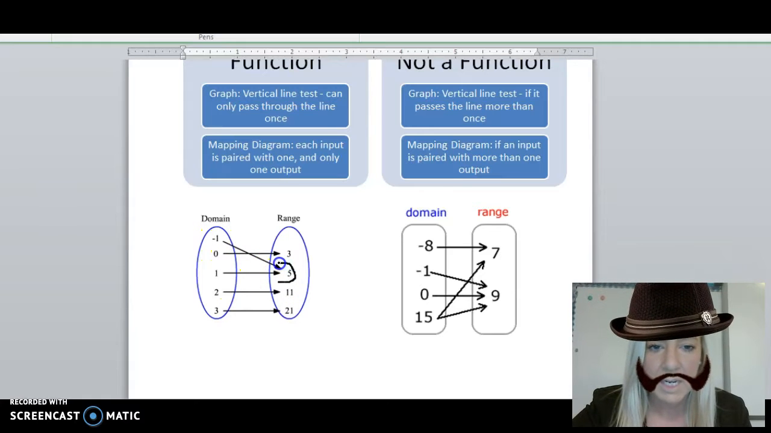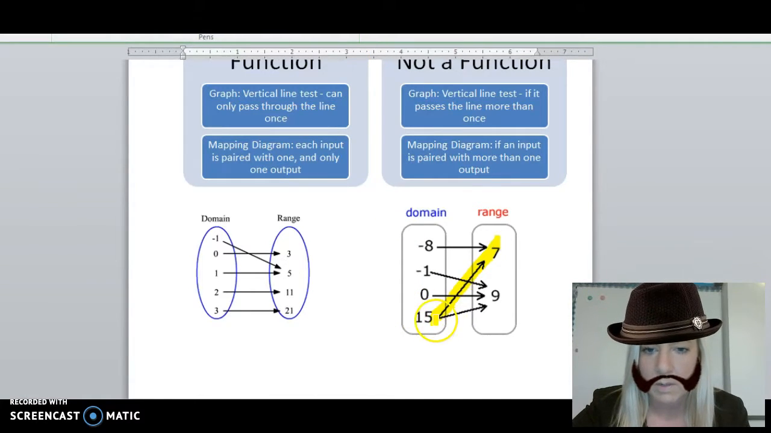Yes, you can see here that each of these inputs both have the same output, but it's still considered a function, because if you look at this mapping diagram here, 15 has more than one output, therefore this is considered to not be a function. So it's only if the domain has more than one output. I want you to circle this on your graphic organizer.